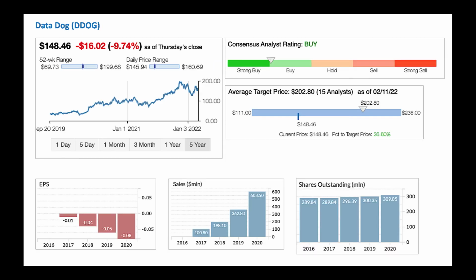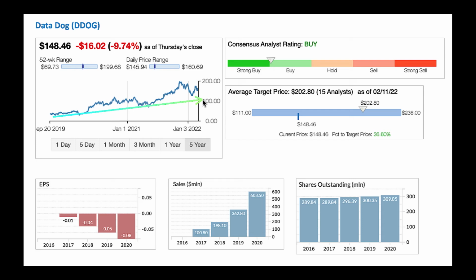All right, next is Datadog. Datadog is one of my favorite stocks. Look, stock is down 16% in 1 day yesterday, and it's at the midpoint here from a 52-week perspective, almost at the midpoint. And look, stock is doing okay. Even up here, it's a higher high. So stock is doing well from a 5-year perspective.